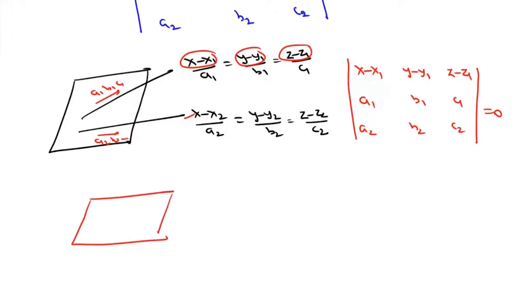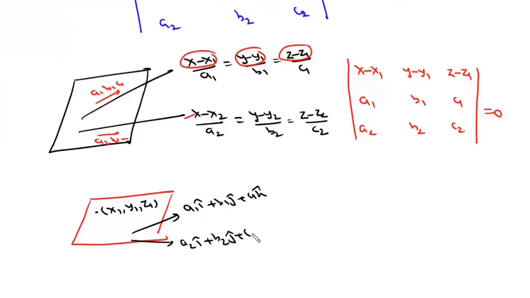Or it could be: find the equation of the plane passing through some point, say x1, y1, z1, and parallel to two vectors which are a1 i plus b1 j plus c1 k and a2 i plus b2 j plus c2 k. Again we have this point, so we'll write x minus x1, y minus y1, z minus z1, and then since we have two parallel vectors, we can find the normal by taking the cross product. So we'll write a1, b1, c1, a2, b2 and c2.